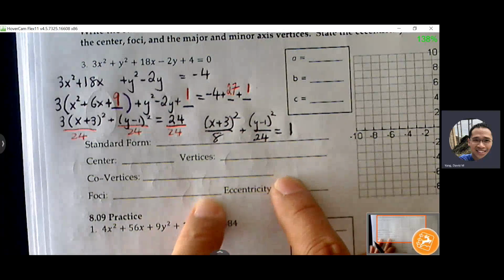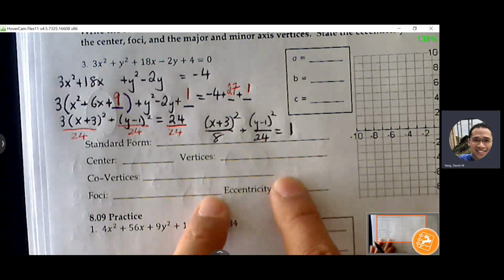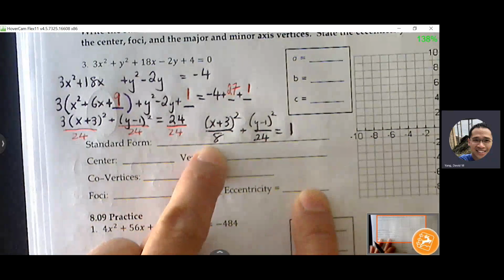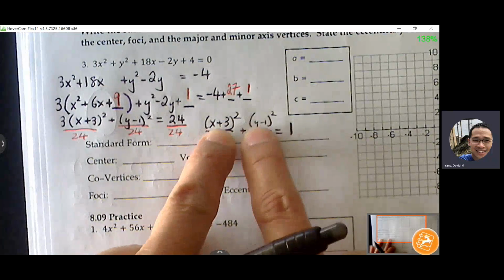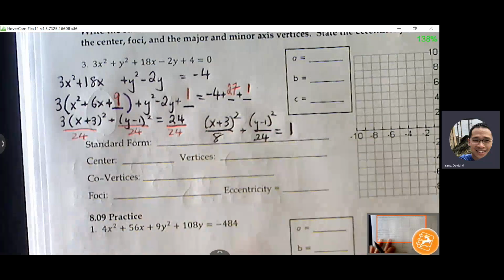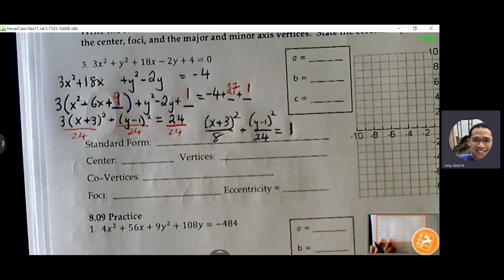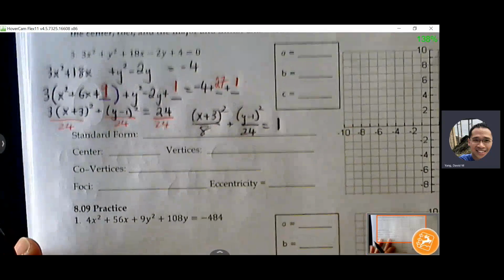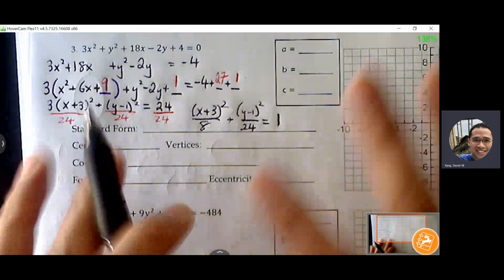Okay, which one is involved with the A value? Yeah, so root 24 will get you to your A value. Root 8 will get you to your B value. Your center will be -3, 1. Okay. Now this one is a little messier because these are not nice whole numbers. But let's hold off on this.